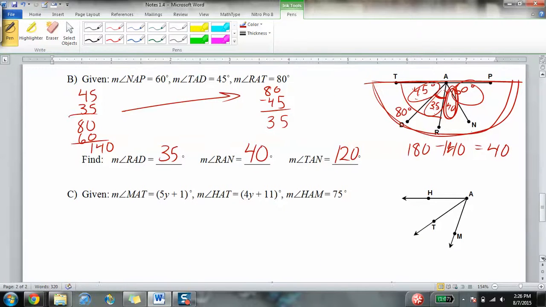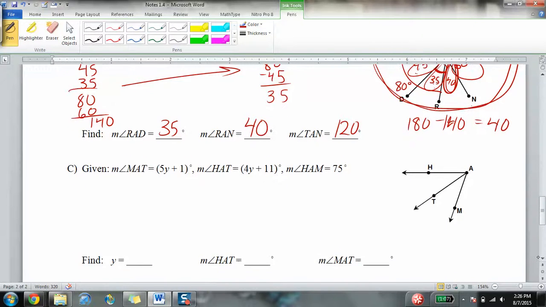Next example, again, adding in some algebra. So the measure of angle MAT is 5y plus 1. The measure of angle HAT is 4y plus 11. We also have the whole. The measure of angle HAM is 75 degrees. So we've got the two pieces and the whole. Using the angle addition postulate, the two pieces have to add up to the whole thing.